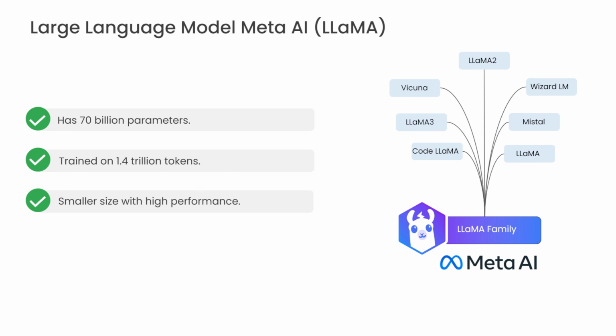LLaMA, or Large Language Model Meta AI, is a powerful language model developed by Meta. With 70 billion parameters, LLaMA is designed to deliver high performance. Despite its relatively small size compared to some other large language models, it was trained on an impressive dataset containing 1.4 trillion tokens, which contributes to its robust language understanding and generation capabilities. Llama has several variants, including Llama 2, Llama 3, and specialized versions like Wizard LM, each building on the original model to offer enhancements and adaptations for different tasks and applications.